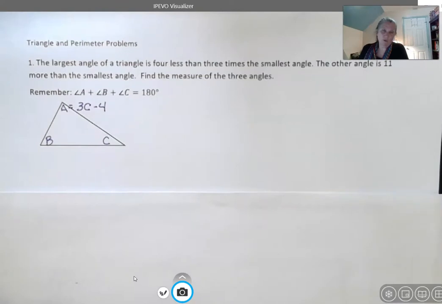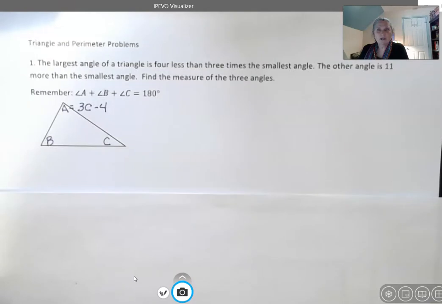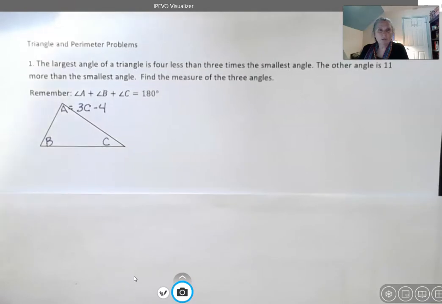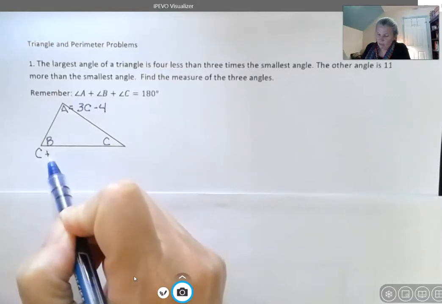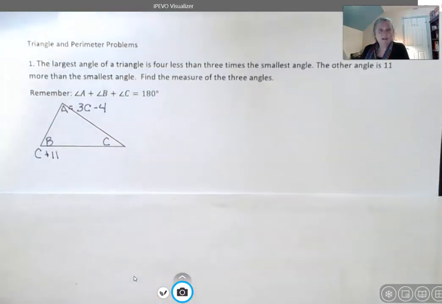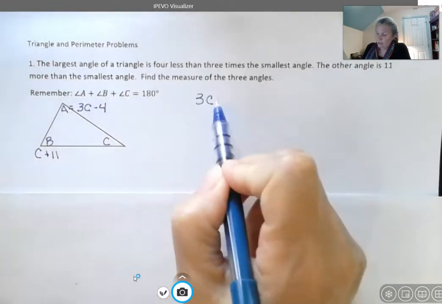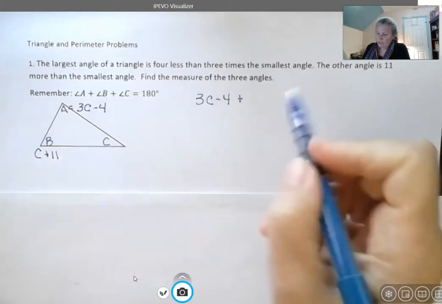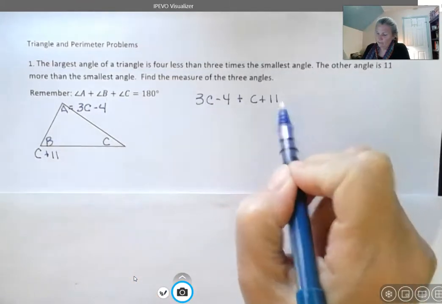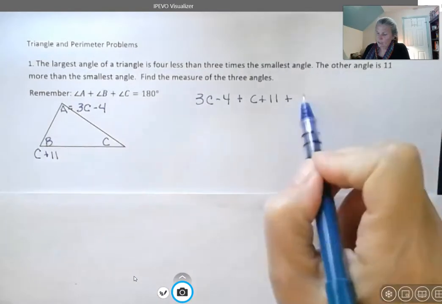So I've got rid of one variable, and now I want to do the same thing with B. And B says the other angle is 11 more than the smallest angle. So B I'm going to describe as C plus 11. Once I have described those 3 angles, I know I need to add those 3 things up and make them equal 180. So for A, I have 3C minus 4. For B, I have C plus 11. And for C, I just have C.